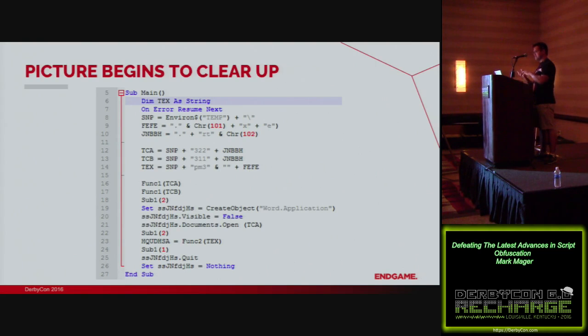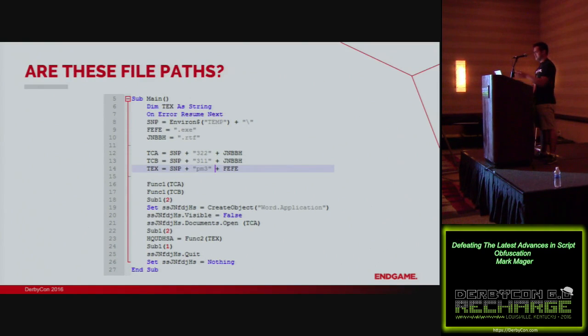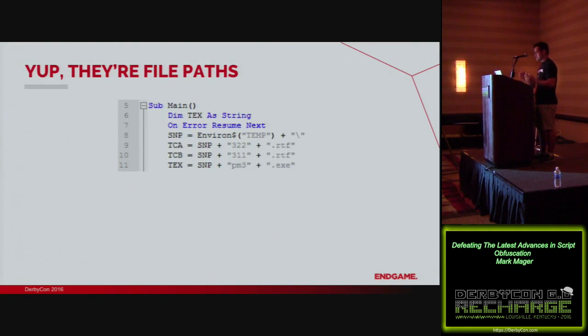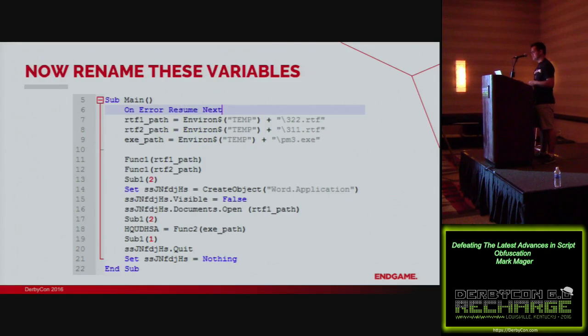I can start to see what kind of look like file paths start to take shape, but it's still not quite clear. If I go a little further, I can start to see that we have an exe and an RTF extension, and the variable on line 8 appears to be a path to the user's temp directory. Now, if I go a little further with that, yes, they're definitely file paths. So we have 2 RTF documents, and we have an executable that's being referenced, and they're all going to be located within the user's temp directory.